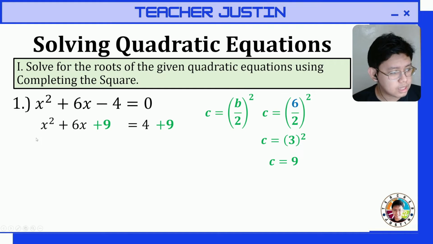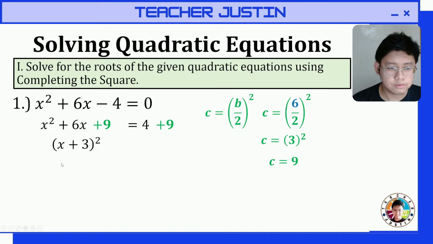So now meron na tayong perfect square trinomial dito sa ating left side. So we can factor this using perfect square trinomial factoring. So we will have the square of x plus 3. So take note, we get the square root of the first term, get the square root of the last term. Then we square the whole thing. Okay? Tapos it is equal to 13. So 4 plus 9 is 13.